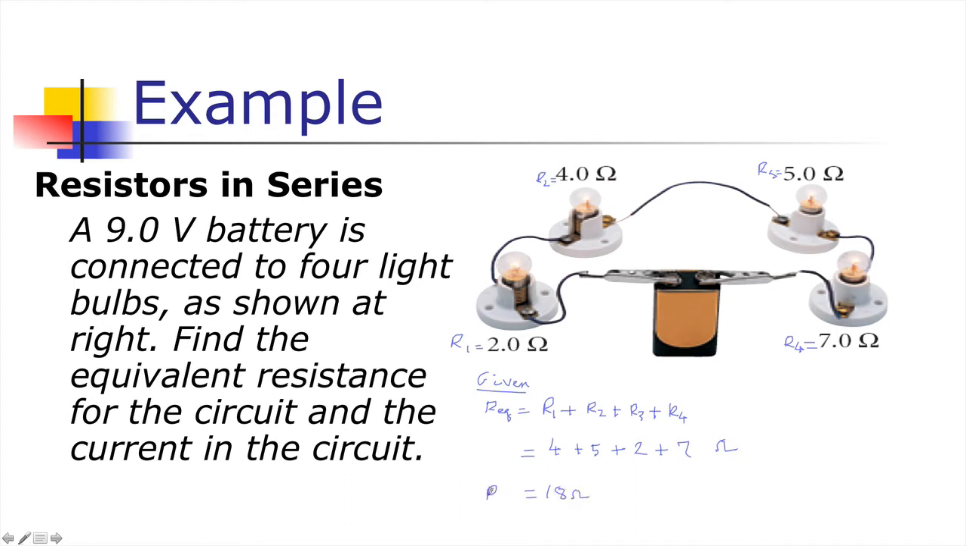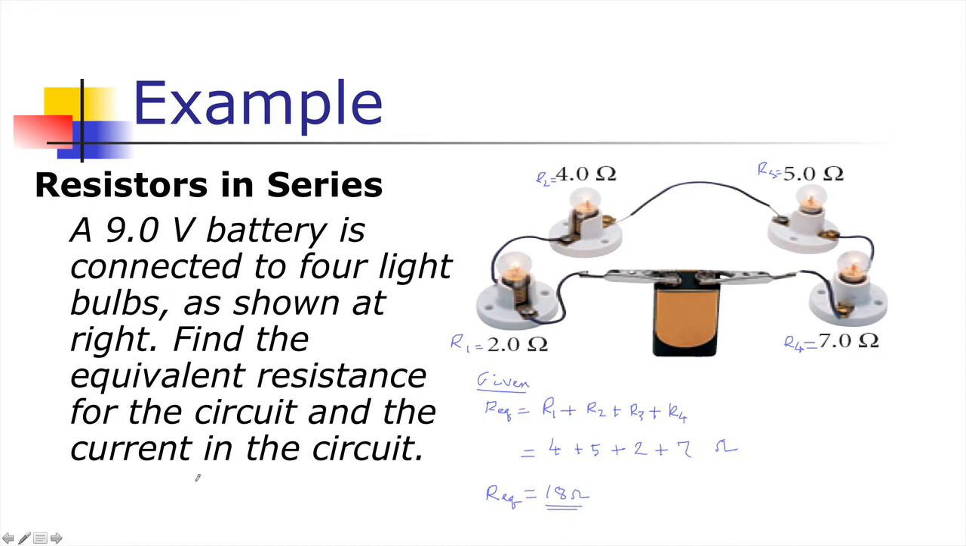So if you add all of those, you're going to get 18 ohms. So the total or equivalent resistance means if someone asks you, instead of having 4 bulbs, get 1 bulb with the same amount of resistance, then in that case the answer is 18 ohms.